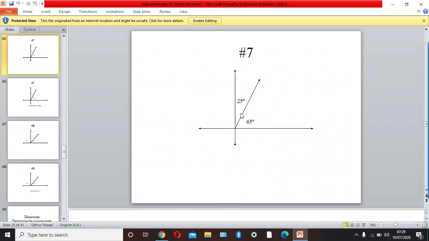Okay, look at this. What will you call this? 25 degrees plus 65 degrees should give you 90 degrees. So that's what? Complementary angles. Did you see that? I'm sure you got it too.